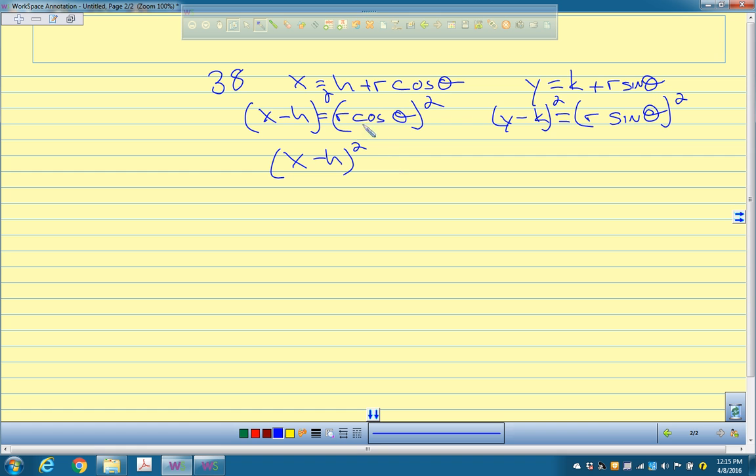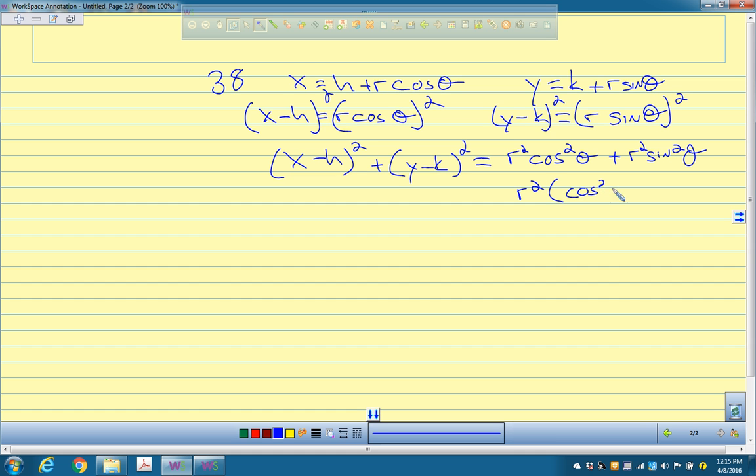Equals r squared cosine squared. But what you do with this is you add together the two equations. So I'm going to add the left side of both equations together, which gives me x minus h squared plus y minus k squared. I have to shut that phone off. Equals r squared cosine squared theta plus r squared sine squared theta, and then you can factor out an r squared out of here.